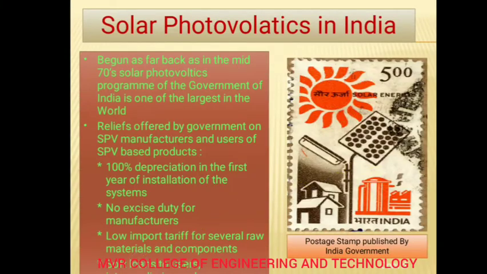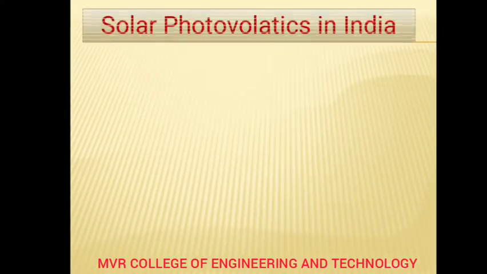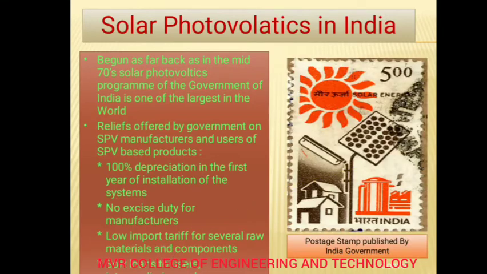And next one is in our India: solar photovoltaics in India. There is a postage stamp established by the Indian government also, and it began as far back as the mid 70s. The solar photovoltaics program of the government of India is one of the largest in the world, with reliefs offered by the government to SPV manufacturers and users of SPV based products, and 100% depreciation in the first year of installation of the system. So the government is offering some schemes in order to use these solar photovoltaics. The government is giving subsidies also, so you can buy the solar system with subsidies and reduce the amount. For the manufacturers also, the government is providing loans in India.